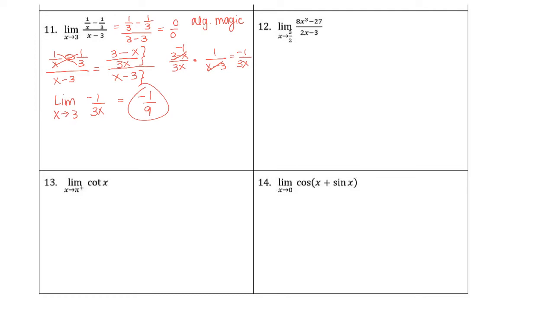Number 12 is a great example of what you're going to have to do to factor. Now the first thing, again, let's go ahead and plug in our 3/2. So I have 8 times, let's see, 3/2 cubed. 3 cubed is 27 and 2 cubed is 8. Minus 27 all over, and again 2 times 3/2 minus 3. And after we do some number crunching, we will get 0 over 0.